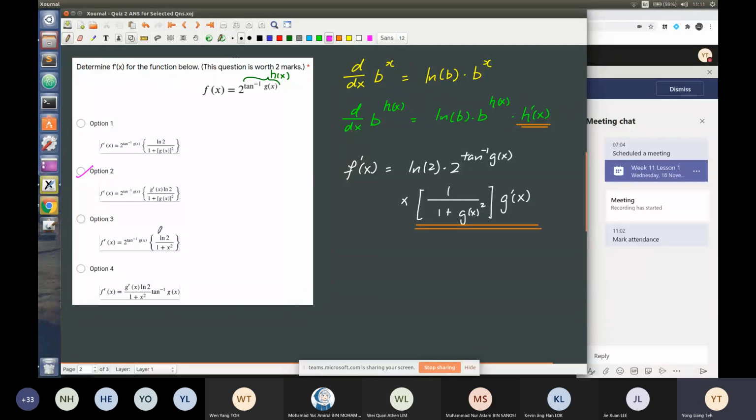After you multiply everything together, let me just check. It's a ln 2 here. Yeah, that's correct. Questions? The trickiness here is the chain rule within the chain rule that you need to consider carefully. So hopefully you are good.